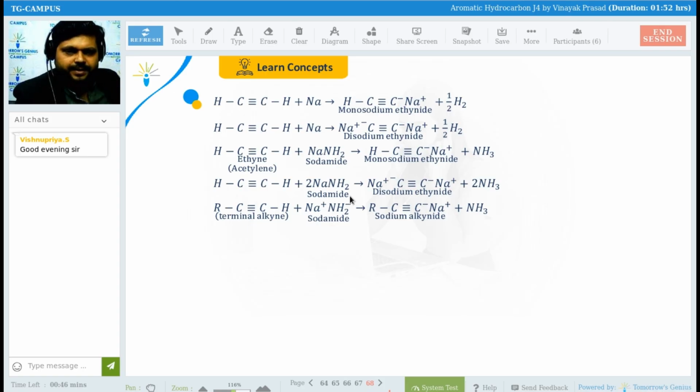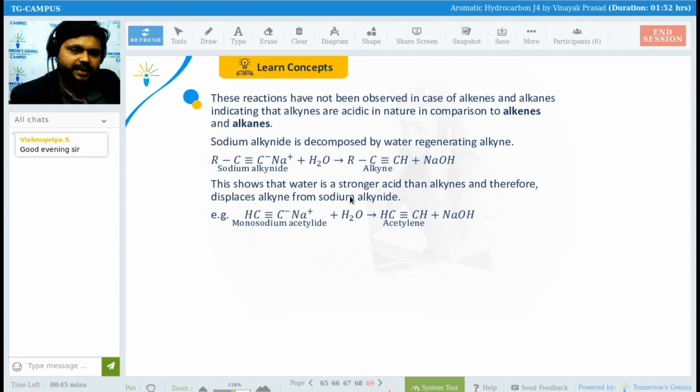See guys, this is an alkyne, reacting with sodium. This is giving monosodium ethynide. See here, ethyne reacted with sodium, Na plus and C minus. Although we always say C plus, here Na plus and C minus will be there. So we are getting disodium ethynide. Clear? This is the chemical property of the alkyne group.